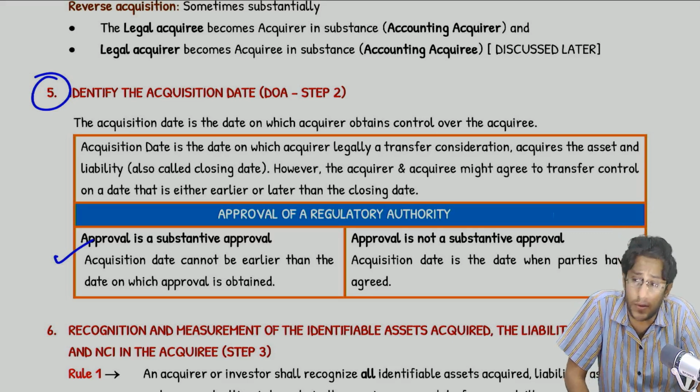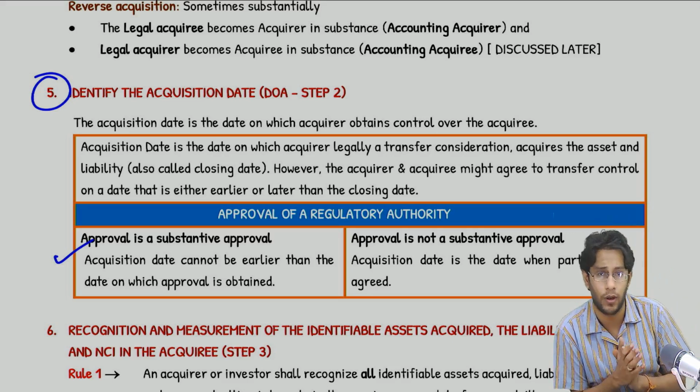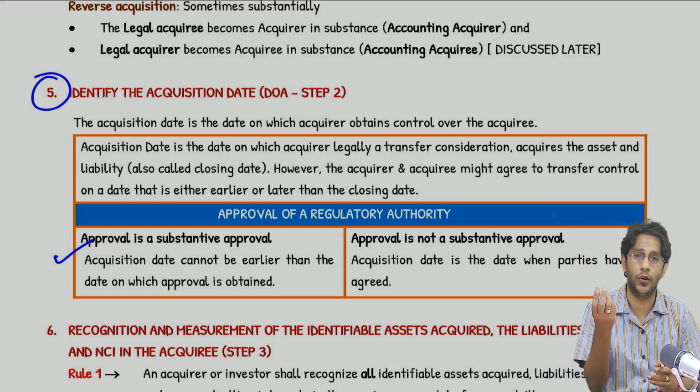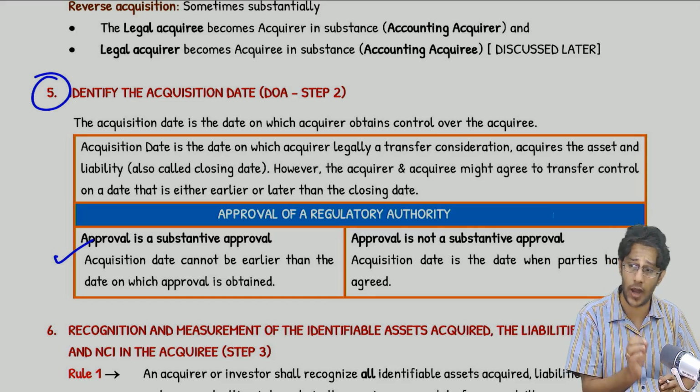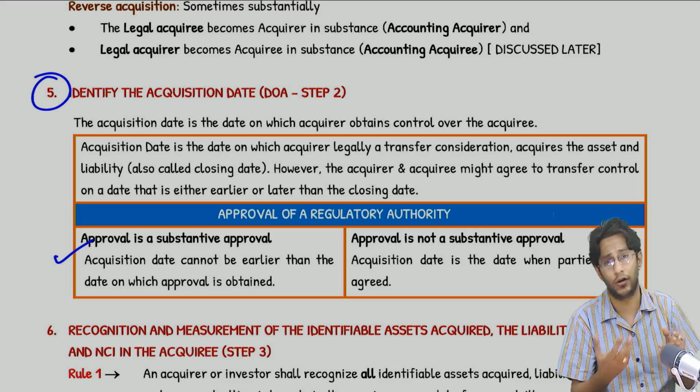Sir, what if the approval is not a substantive approval? If the approval is not a substantive approval, then whatever date you people have agreed, that date only is the date of acquisition, even though that regulatory approval has not actually been received, because that's anyway not substantive.